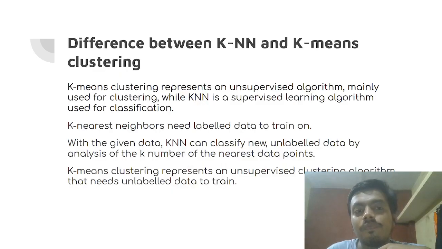Okay, the next question was the difference between KNN and k-means clustering. KNN is a supervised classification algorithm and k-means is an unsupervised algorithm. KNN needs labeled data to train on, and once the training is done it takes unlabeled data and tells which class it falls in. And k-means is an unsupervised algorithm used for clustering, for creating different clusters and finding insights in the data.